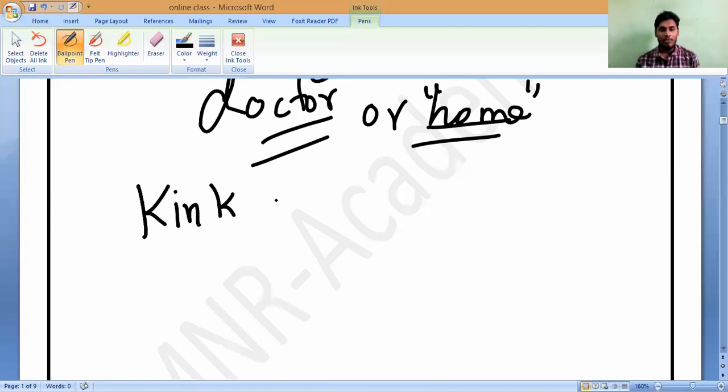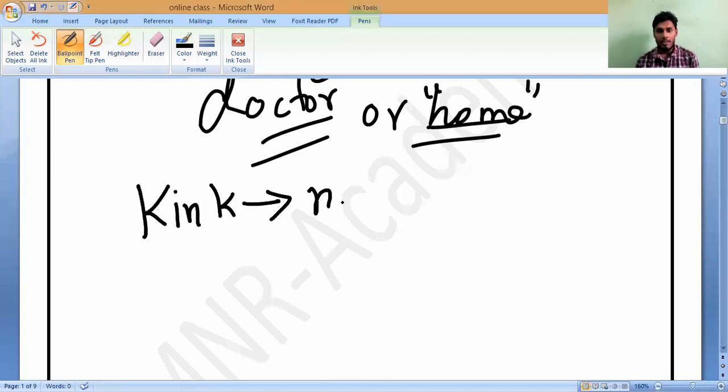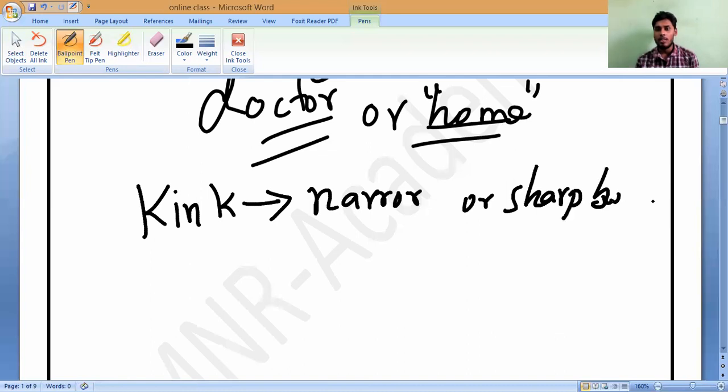K-I-N-K, a tilt in the glass tube. What should we call nick? Nick means a tilt, some kind of a narrow or sharp bend. Is it yes or no? So a nick is a narrow or sharp bend. That is the only difference between a clinical thermometer and a laboratory thermometer. Do you understand, Mari? Yes, sir.